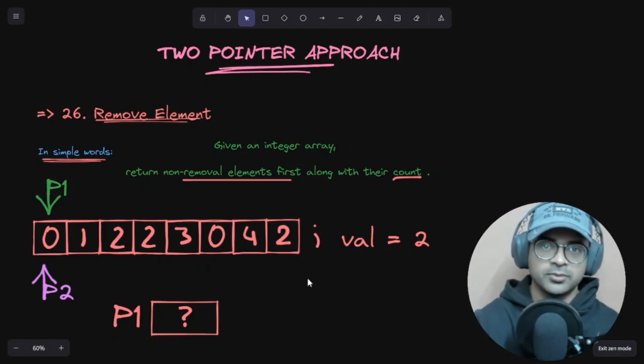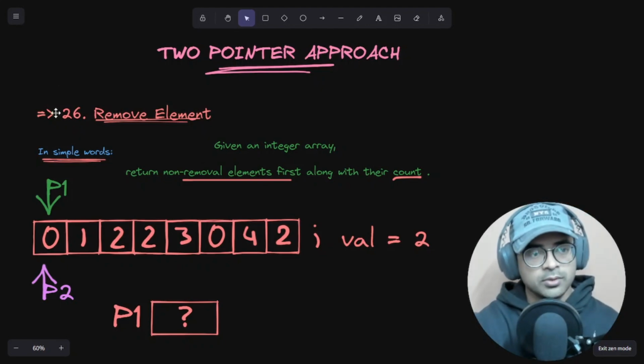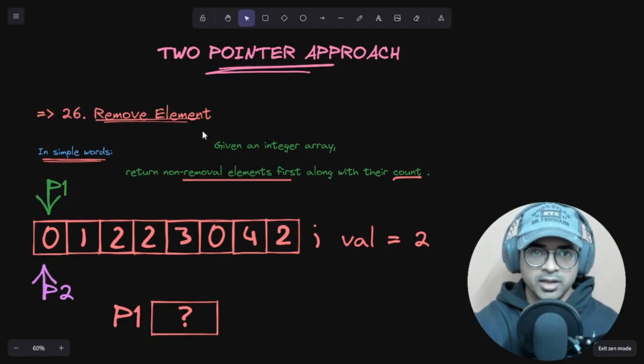And now let's move towards today's question. So today we are going to solve LeetCode question number 26. The question name is Remove Element, and we are going to use the two-pointer approach in order to solve this question. So let's find out what this question is asking.